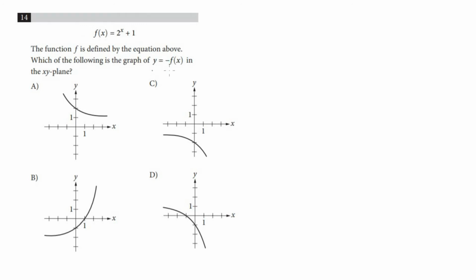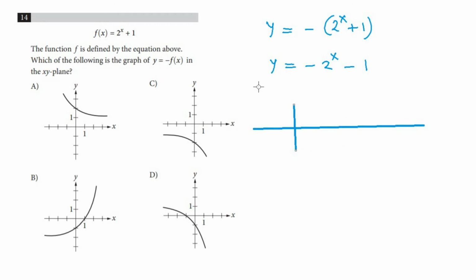For this problem, given that f(x) equals 2 to the power x plus 1, we have to find the graph of y equals negative f(x). So if we plug in f(x) equals 2 to the power x plus 1, then it becomes y equals negative 2 to the power x, negative 1. Now let's make a table for this function. So for x equals 0, we will have y equals, let's do the rough calculation here, negative 2 to the power 0 minus 1. This equals negative 1 minus 1, equals negative 2.